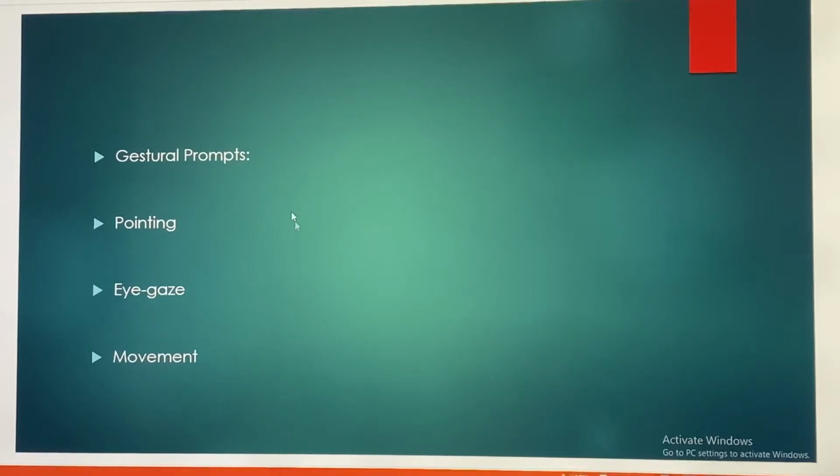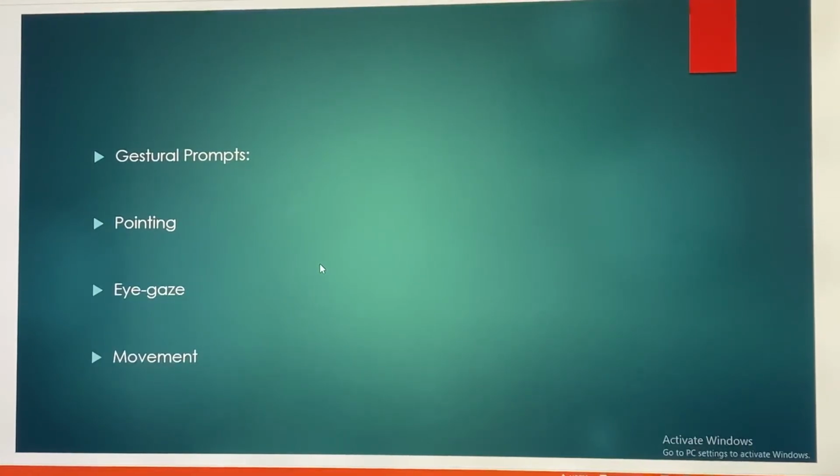After this we have gestural prompts. So gestural prompts are, for example, pointing to an object. In case of touch ball, it will be giving the instruction touch ball and then pointing to the ball. So that would be a gestural prompt.